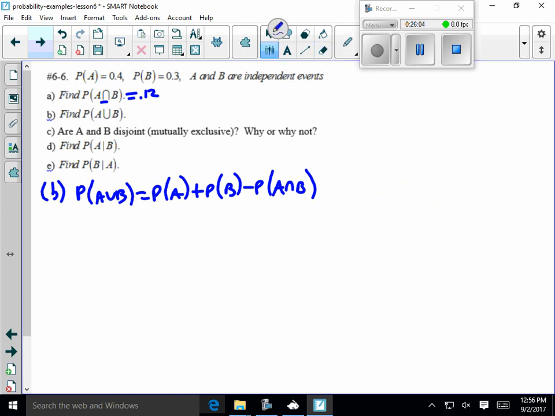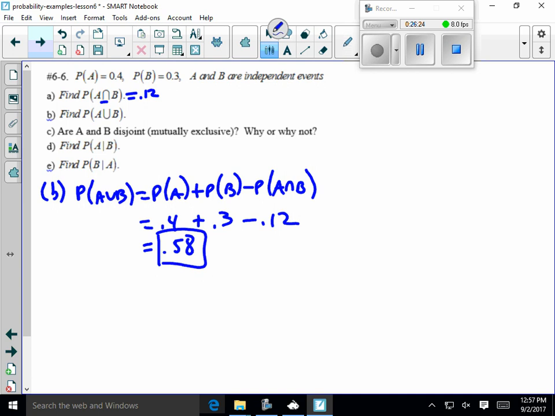And we now know we were given the probability of A, that was 0.4. We were given the probability of B as 0.3. And in part A, we computed that the overlap probability, the AND probability, is 0.12. So then we can add those and subtract and get that the probability of A union B is 0.58.